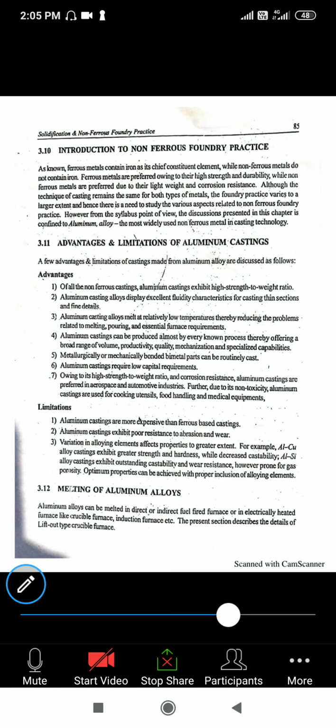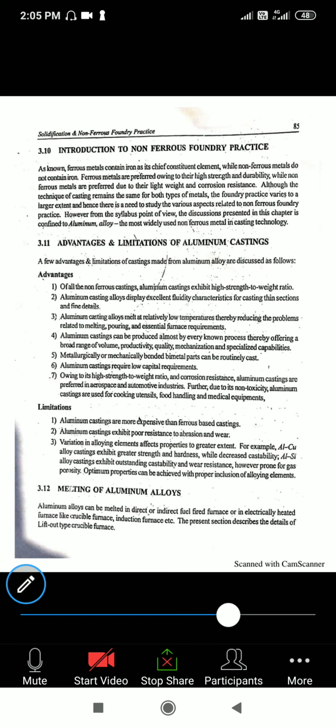Now the second limitation: aluminium casting exhibits poor resistance to abrasion and wear. The strength of aluminium casting is low, and it is a mostly ductile material, so it has poor wear and abrasion resistance. So these are some of the limitations of aluminium casting.